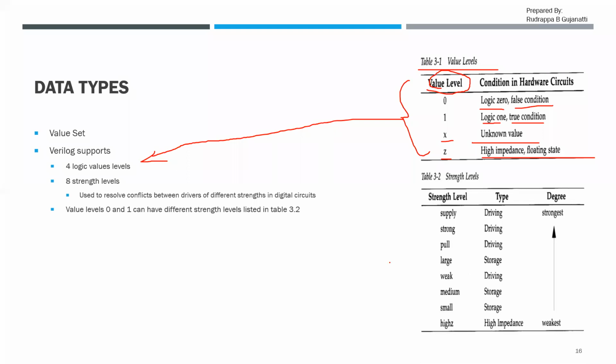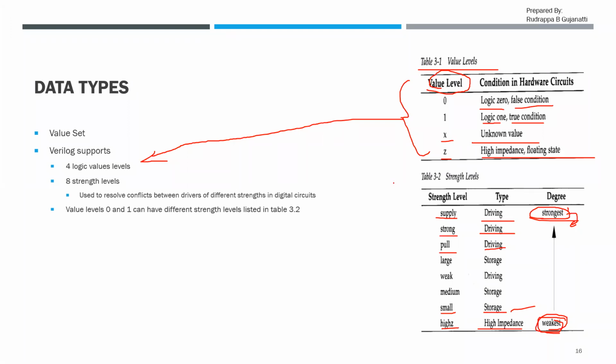And what are the strength levels? Strength levels go from strongest to the weakest. One of the strength levels is supply, which is of type driving, and is the strongest. Again, we have something called strong, which is lesser than or equal to this. It depends on strong one, strong zero, something comes over there, which we'll discuss later. Then we have full driving, and then storage, which is weak. Then high impedance is the weakest. So we have weakest to the strongest.